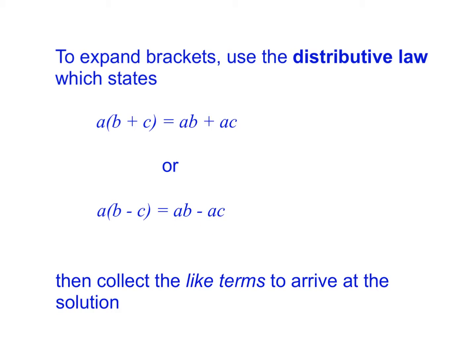That sounds all very complicated, but all it is, A multiplied by B gives me AB, and A multiplied by C gives me AC, and because there's an addition sign there, we put the addition sign in the middle. And likewise, A multiplied by B gives me AB, subtract, there's my subtract sign, A multiplied by C gives me AC. And once we've sorted all this out, we then collect the like terms to arrive at the solution.